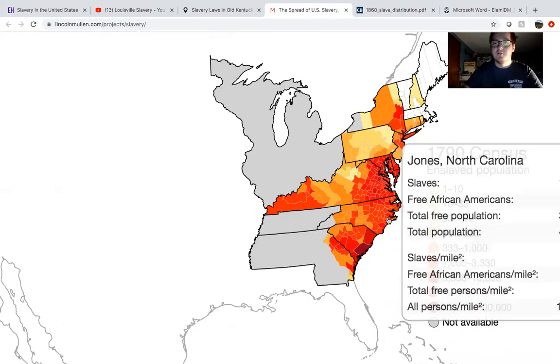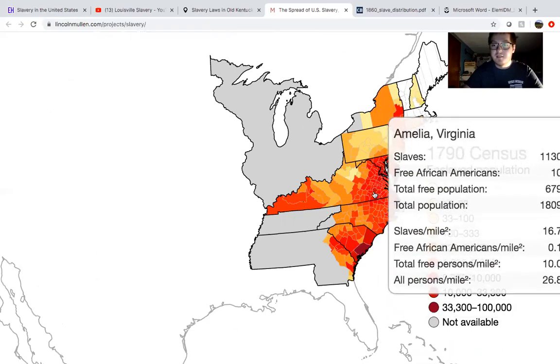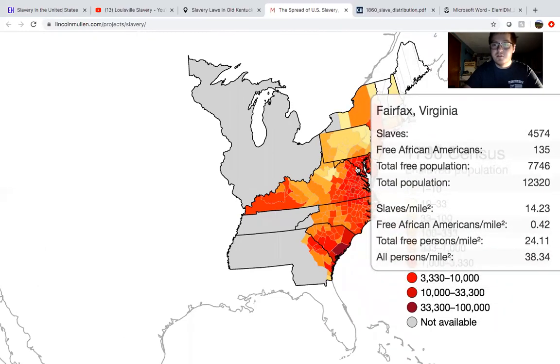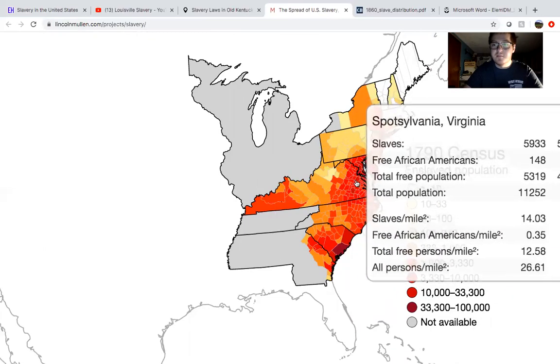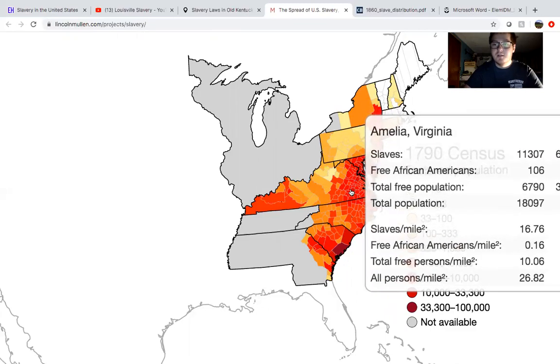So let's go to Virginia. We see some dark red. We see 11,000 slaves in that. And you can hover over this to see the most. That 11,000 is going to be the most. So we'll put Amelia, Virginia. That's where most of the slaves are in Virginia.